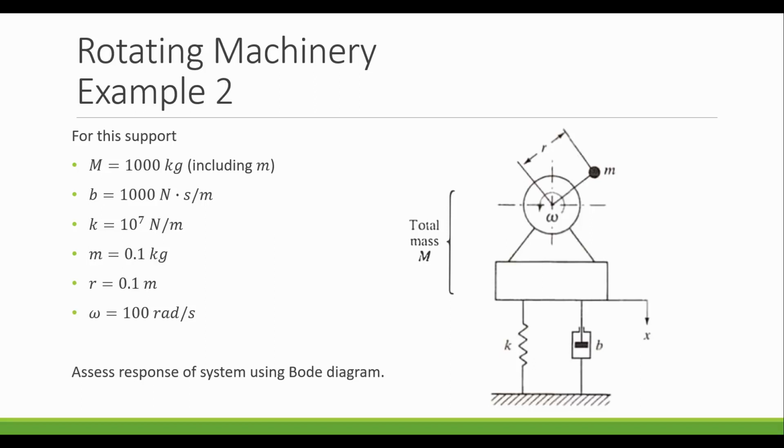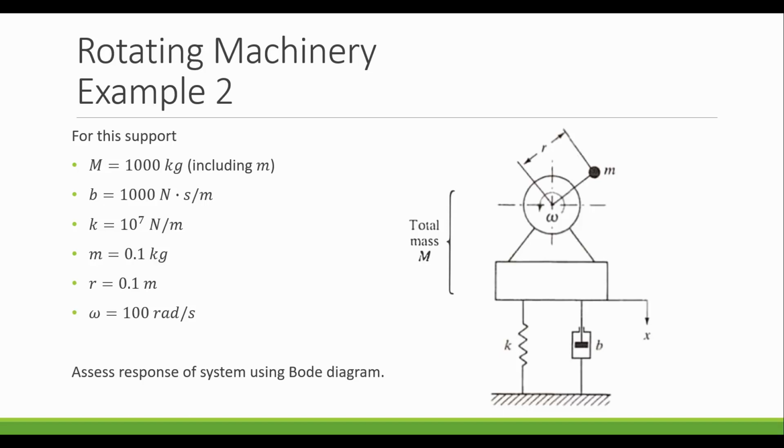In this example, we're going to look at the response of a second-order system to a sinusoidal input. We have here a simple spring mass damper system. We just have the main mass m, 1,000 kilograms, attached to a spring, 10 to the 7th newtons per meter, a damper at 1,000 newton seconds per meter, and on top of this, we have this rotating mass.